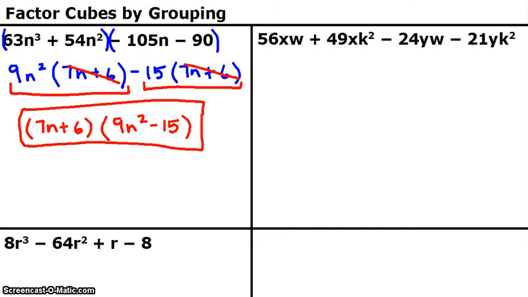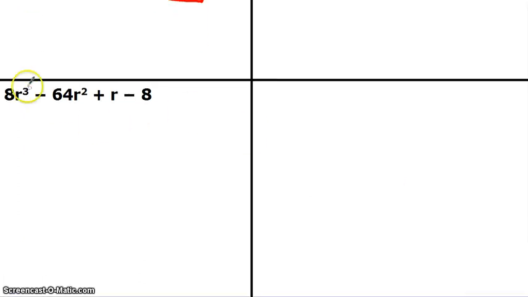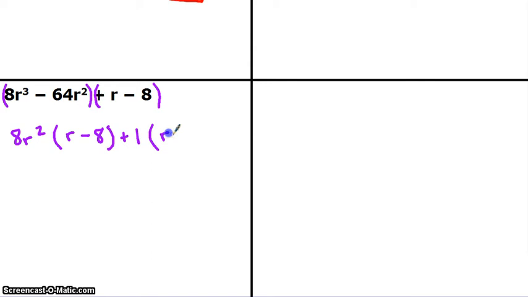All right, let's come down and do this one. Group and group. 8r cubed minus 64, those are both divisible by 8, and they both have an r squared. That'll leave us with r minus 64 divided by 8, which is 8. Now this one, r minus 8, doesn't have anything in common. Whenever you don't have anything in common, that's going to leave you with a plus 1 and an r minus 8.